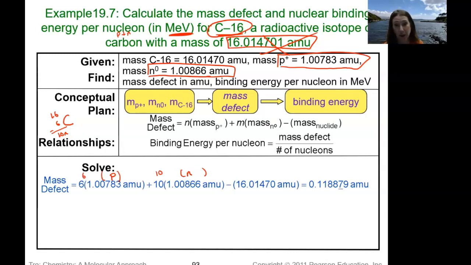protons. And I'm not going to write this out because my handwriting with all these numbers is not going to go well. And then here is the mass of carbon-16, right? So you can see this is our mass defect.